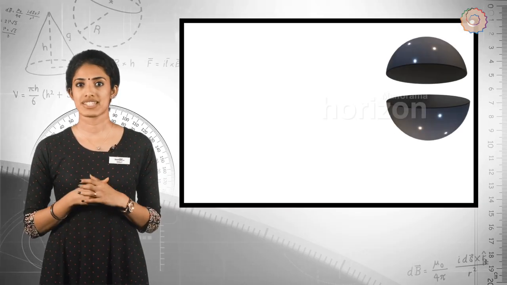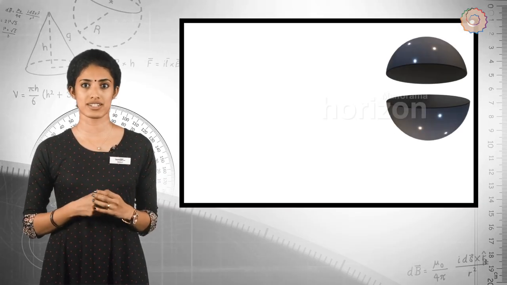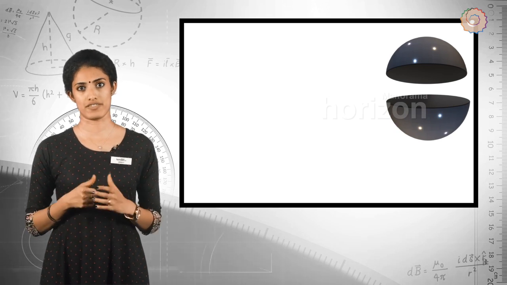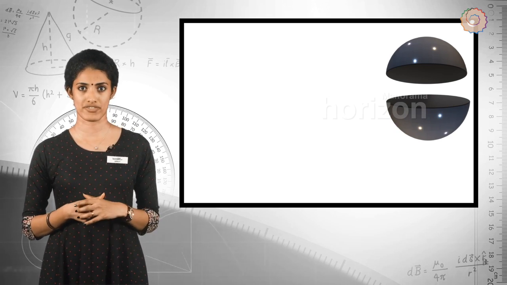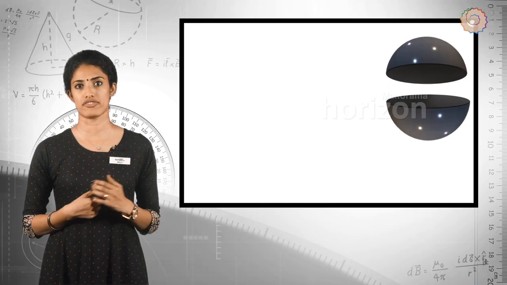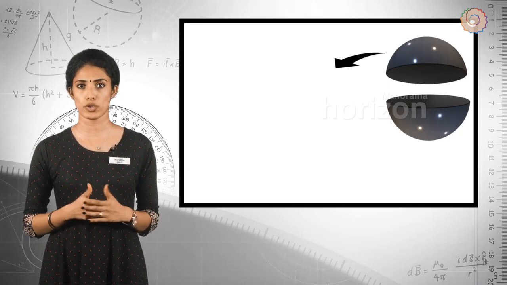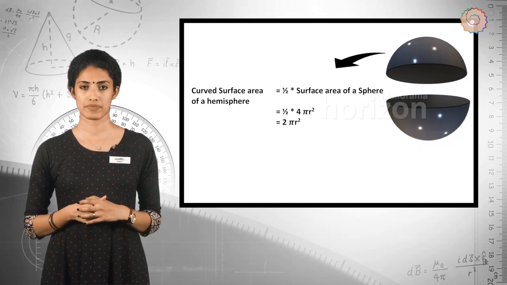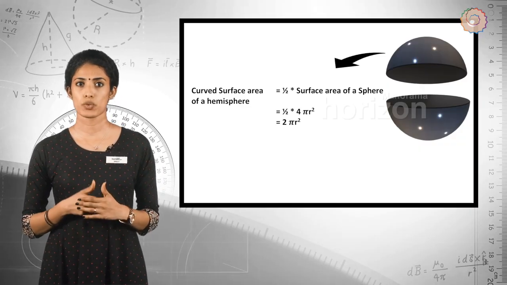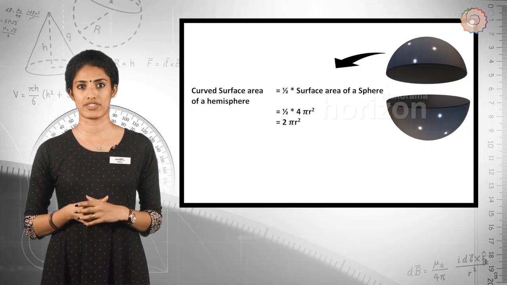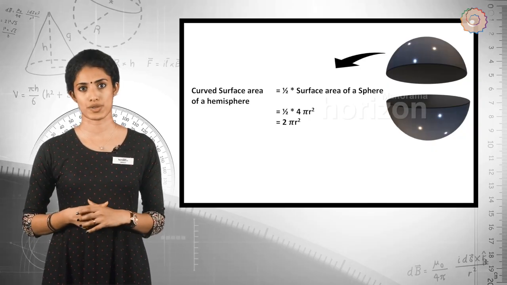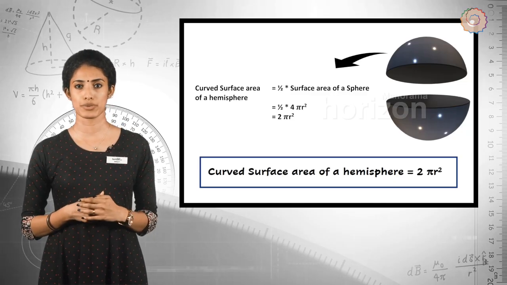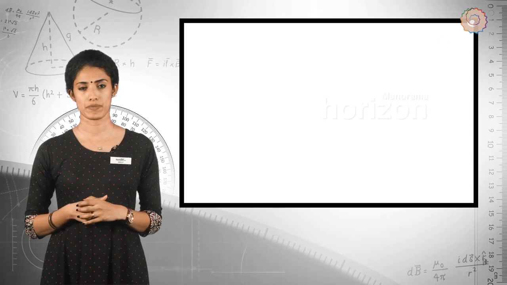As we know, for a sphere, we had one surface which was curved. Now, how about cutting a sphere into 2 equal halves? We get a hemisphere, which is basically half of a sphere. We already know that the surface area of a sphere is equal to 4 pi r square. So, half of that would be the curved surface area of the hemisphere, that is 2 pi r square. Therefore, the curved surface area of the hemisphere is equal to 2 pi r square.